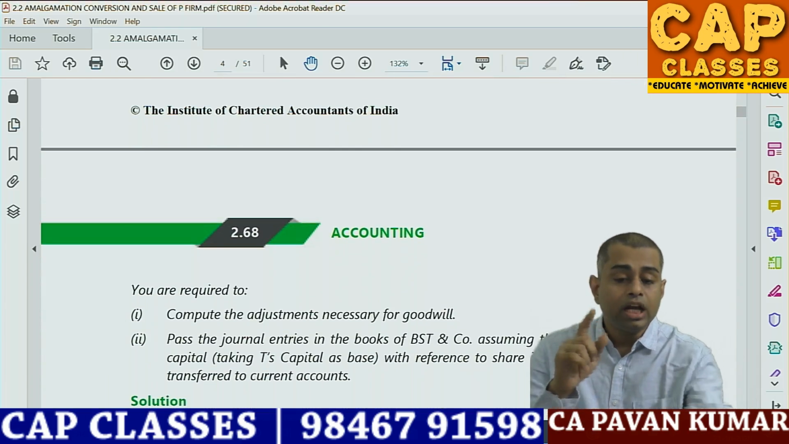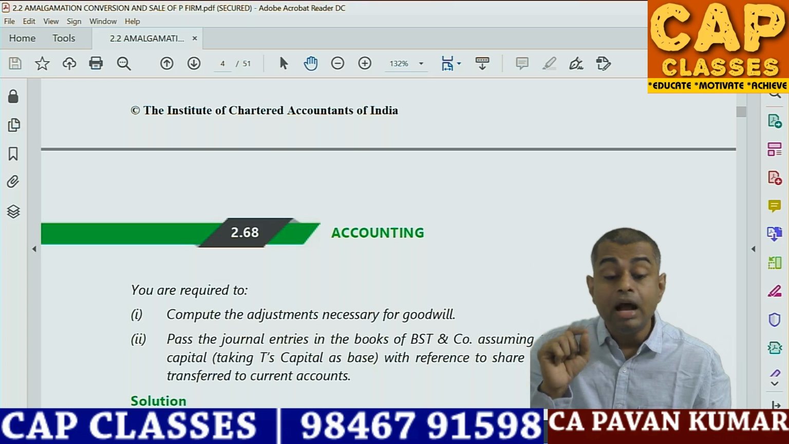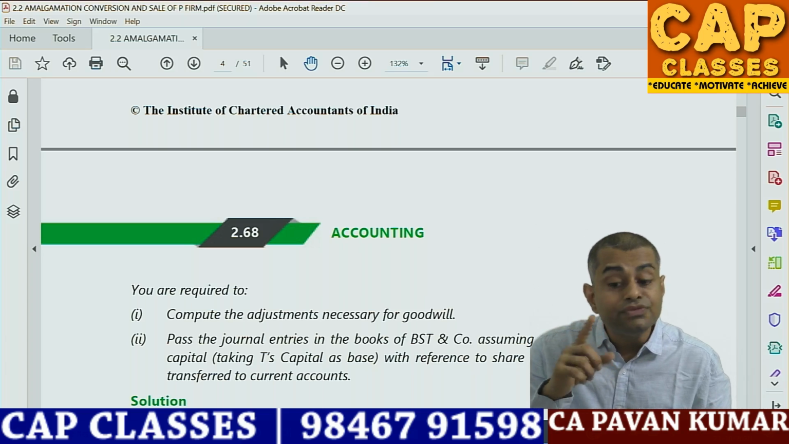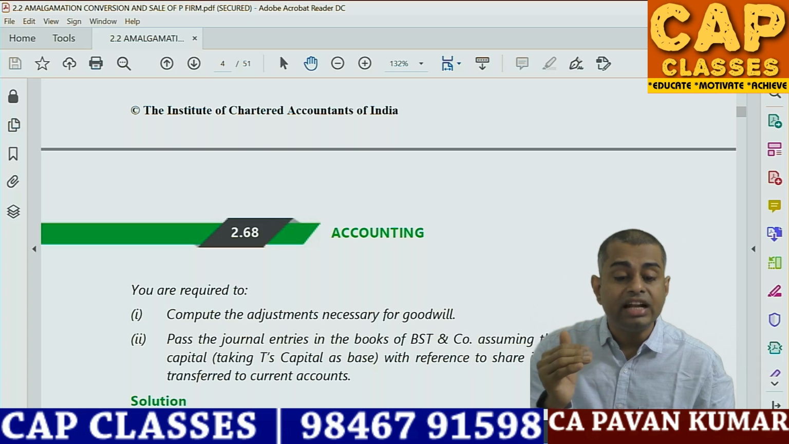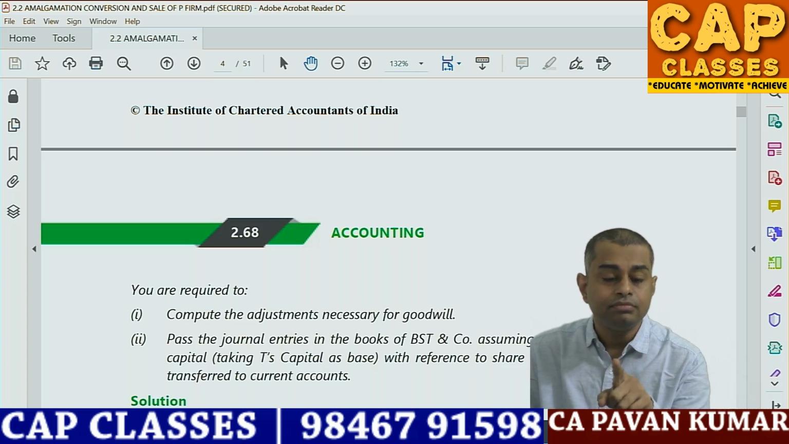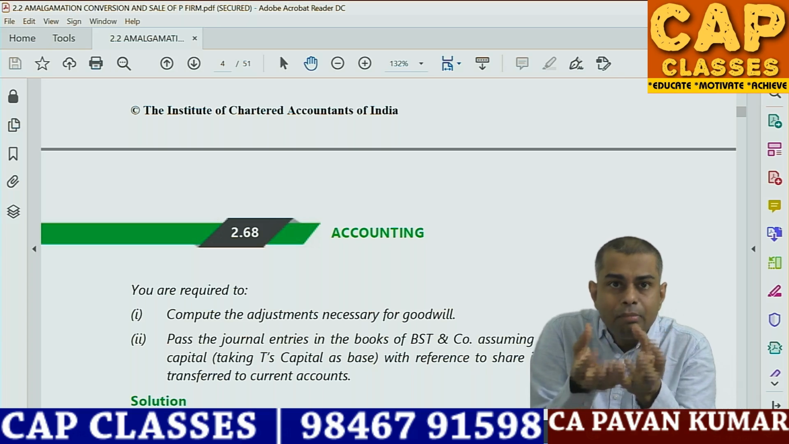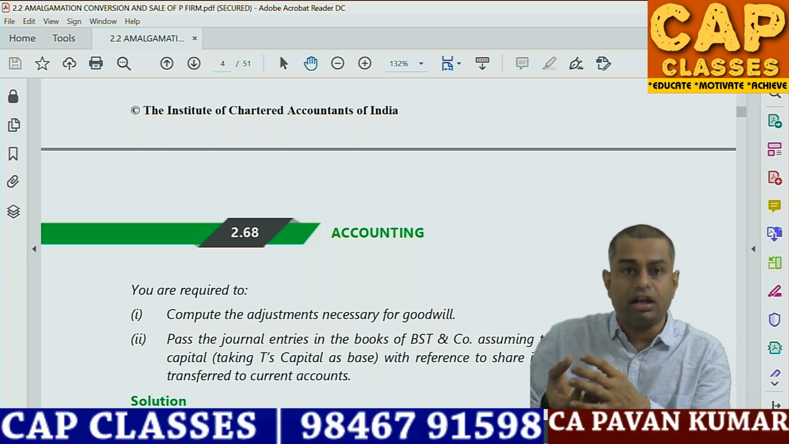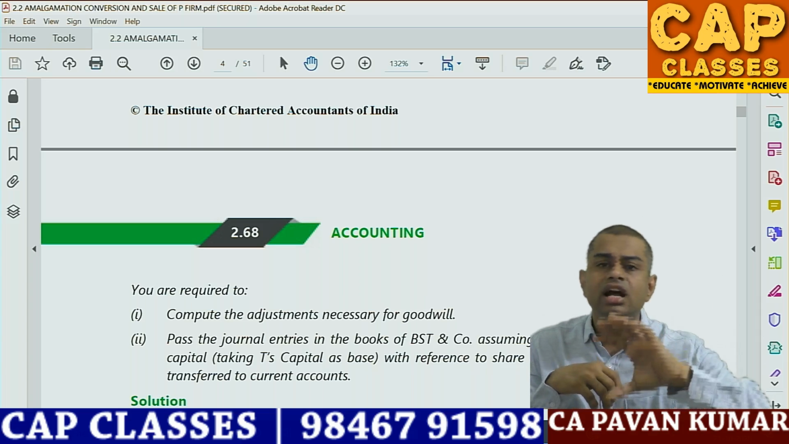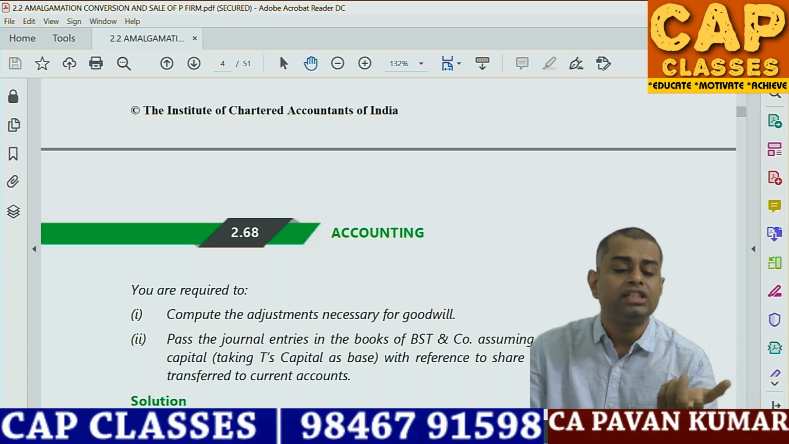That's all. You are required to A. Compute the adjustments necessary for goodwill. We will do it. 2. Pass the journal entries in the books of the transferee company. Assuming that excess or deficit capital, taking T's capital as the base, underline. So T's capital should be the base. In the new company they said 3:2:1 ratio. So T's capital balance, whatever is there, that is equal to 1 portion. Then you will calculate the remaining 2 partners' proportionate capital. Excess or deficit capital will be transferred to current account with reference to share in profits.